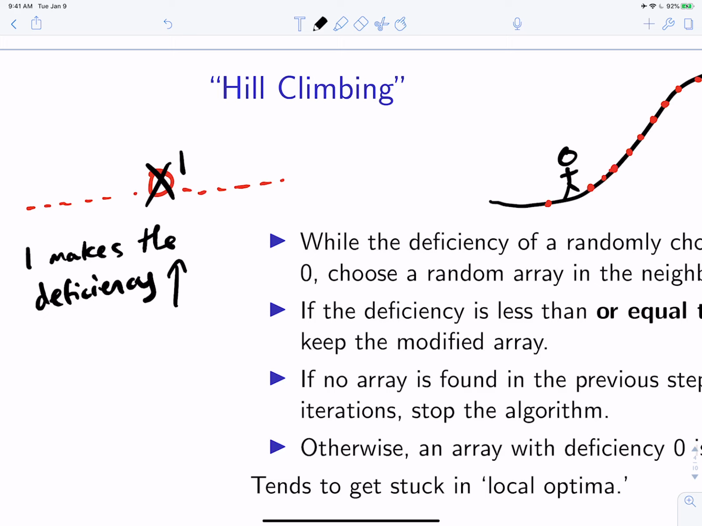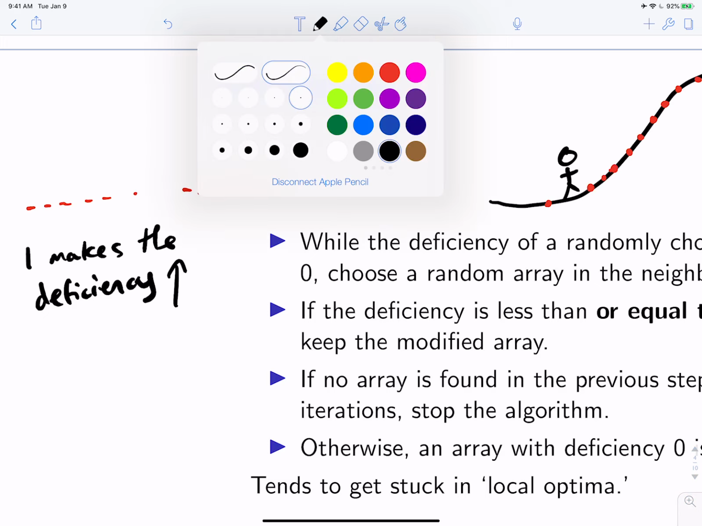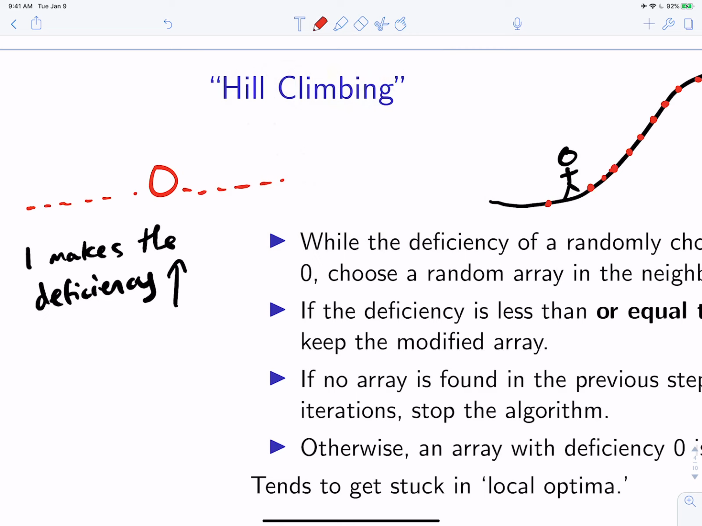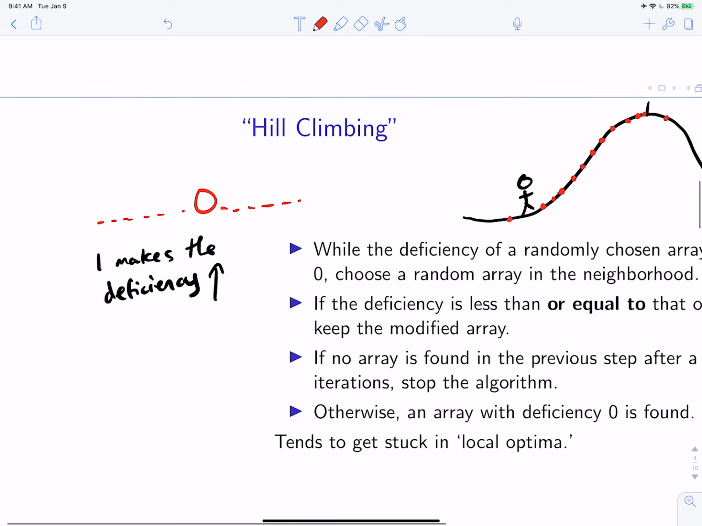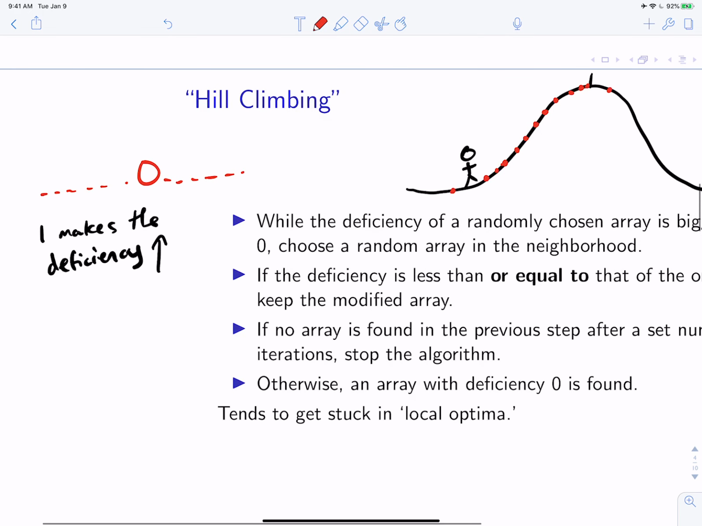Deficiency is something we want to go down to 0. If the 1 makes the deficiency go up, which one should we keep, the 0 or the 1? Yeah, the 0, right. So if we put a 1 there and deficiency goes up, we just revert the change and keep the 0 there. But if the deficiency went down, then we keep the change, always. Okay? Any questions about that idea?